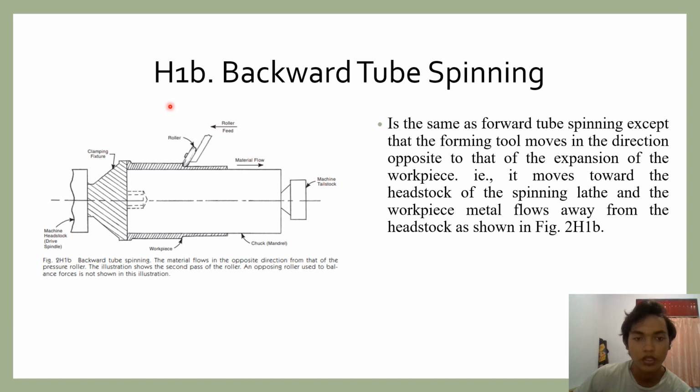Next, H1B, backward tube spinning, is the same as forward tube spinning except that the forming tool moves in a direction opposite to that of the expansion of the workpiece, i.e. it moves toward the headstock of the spinning lathe and the workpiece metal flows away from the headstock, as shown in Fig 2 H1B.